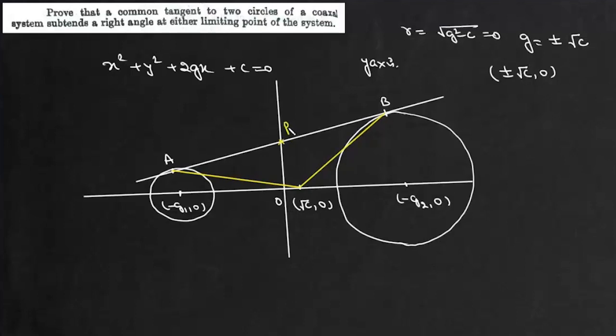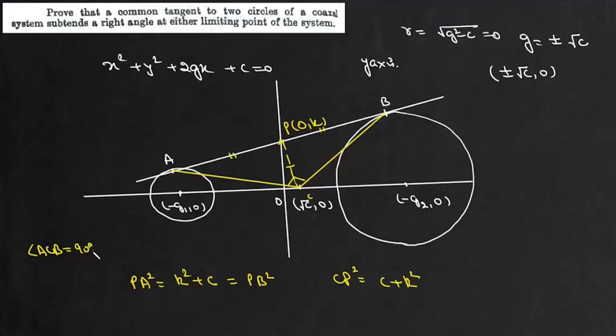Now suppose this point is P and it is 0 comma K. Now we can write PA square, which is S1, and it will be K square plus c, and it will also be equal to PB square. So basically PA is equal to PB. And if we find CP, then CP square is also c plus K square. So if we draw a circle through this point P with AB as diameter, it will pass through this point C, and therefore this angle is 90 degrees. So from here we can say this angle ACB is 90 degrees, and this is what we need to prove in this question.